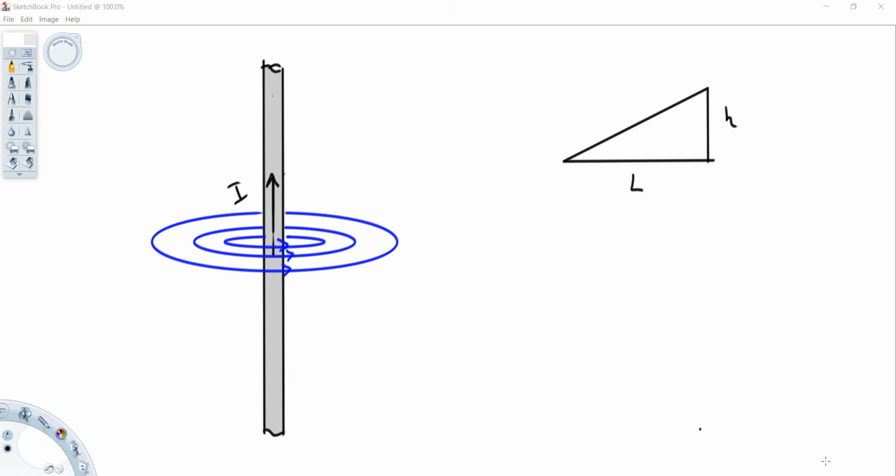I'm making this video to help you with your understanding of how to calculate magnetic fluxes. What we're looking at right here is a long straight wire, current I upward.